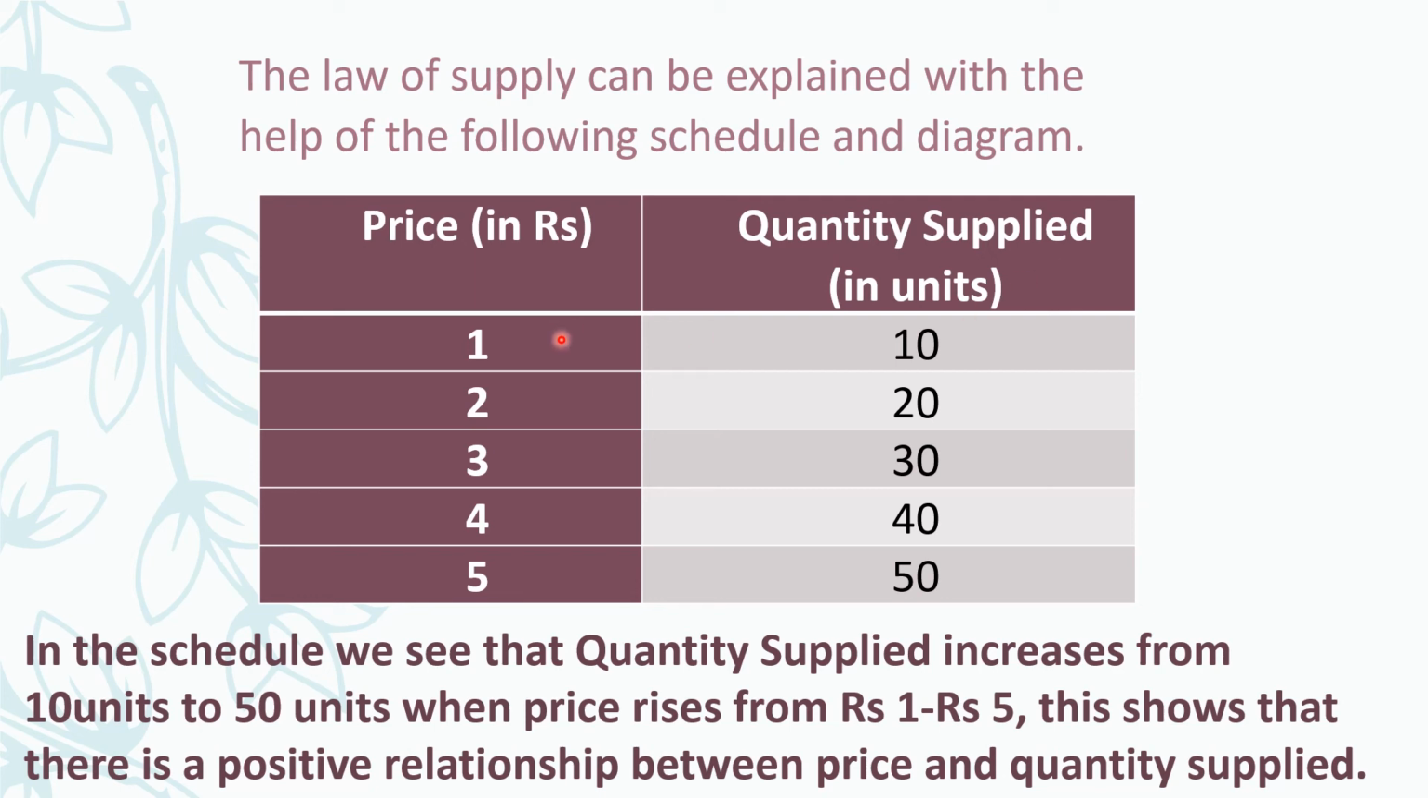So at price rupees 1, quantity supplied is 10 units. Price rupees 2, quantity supplied is 20 units. At price rupees 3, quantity supplied is 30 units. At price rupees 4, quantity supplied is 40 units. At price rupees 5, 50 units are supplied. So in the schedule we see that quantity supplied increases from 10 units through 50 units when price rises from rupees 1 to rupees 5. This clearly shows that there is a positive relationship or a direct relationship between price and quantity supplied.